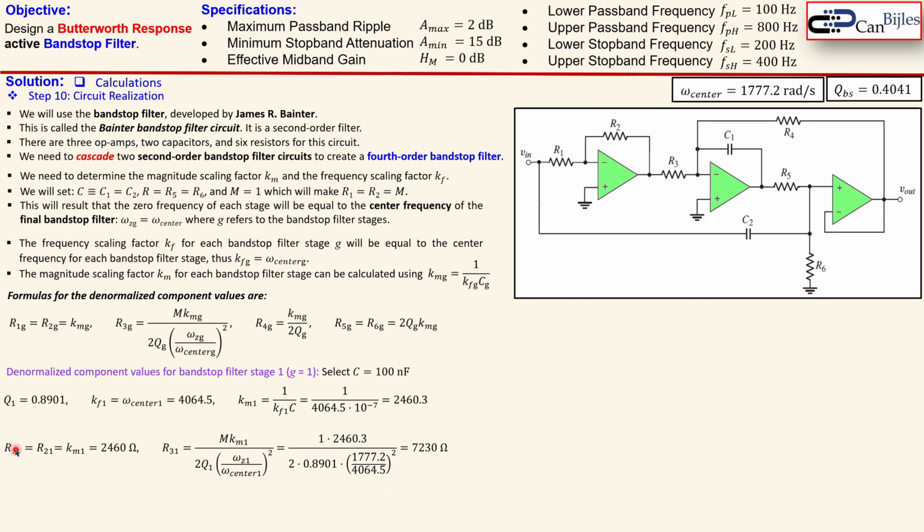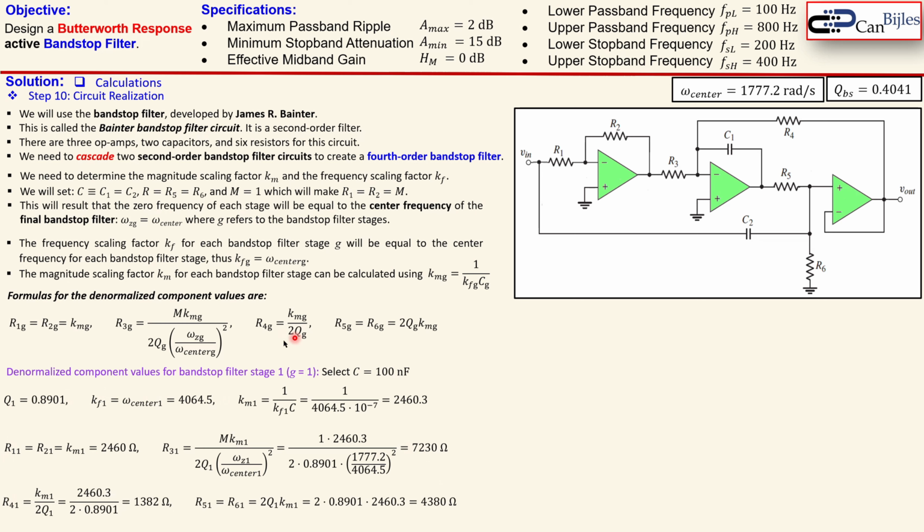Now the R1 of the first stage is equal to the R2 of the first stage, which is then equal to the Km of the first stage, which is what we have determined here, now rounded off. Now taking this here as K, as the value for M is 1, we have our Km1, we also have our quality factors, so we can also use the zero frequency and the center frequency. We end up here at the value of 7,230 ohms.